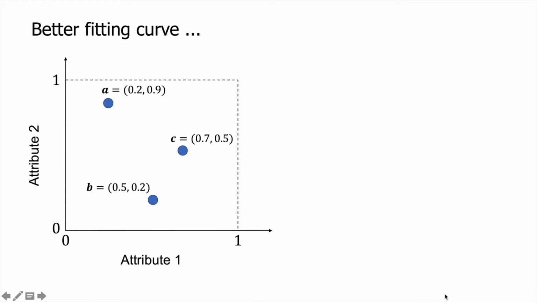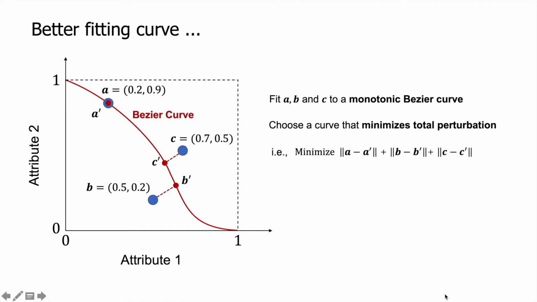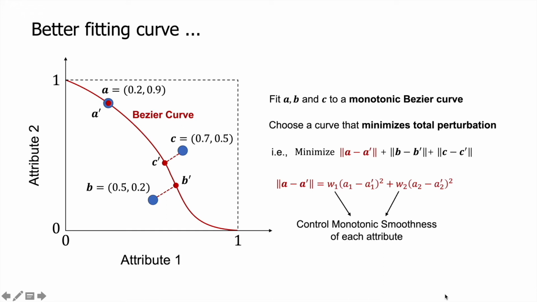monotonic straight lines may not be able to fit arbitrarily distributed data points very well. Instead of fitting to a line, we adopt a monotonic cubic Bezier curve to fit data points. Similarly, we choose a Bezier curve that minimizes the total distance from real data points to their projections. We also use a weighted distance, for example, W1 and W2, to control the monotonic smoothness of each attribute. If we set a higher weight on attribute 1, then attribute 1 could be more monotonic than attribute 2.